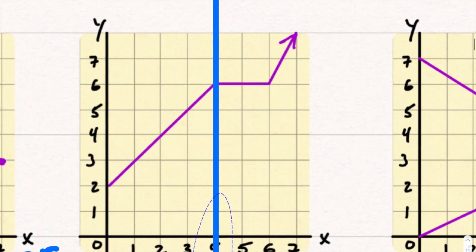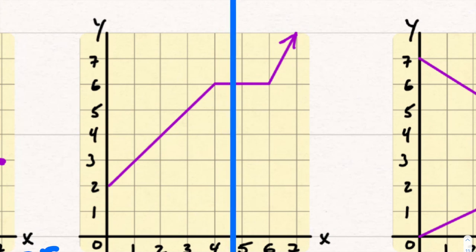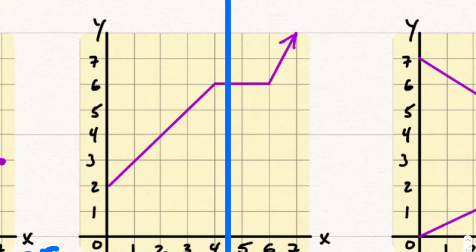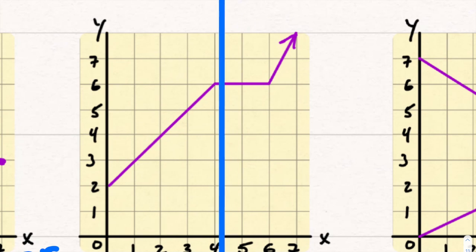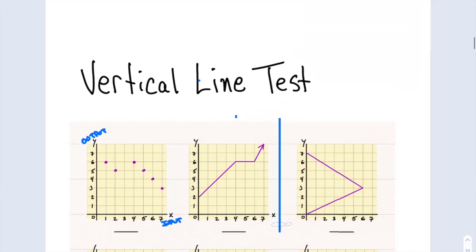Even though it's flat, as I move my blue line, 4, 4.1, 4.2, 4.5, and so on, the x value keeps changing. Now the y value stays the same, but that's okay. Each x value only has one y value, so this is considered a function as well.